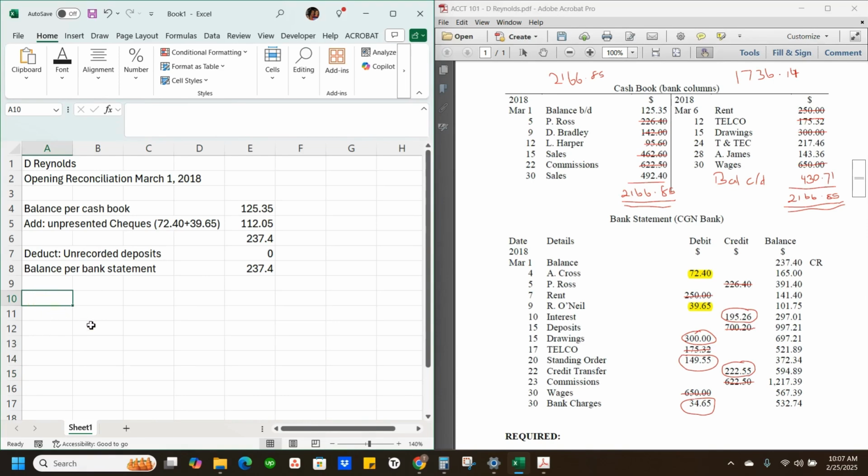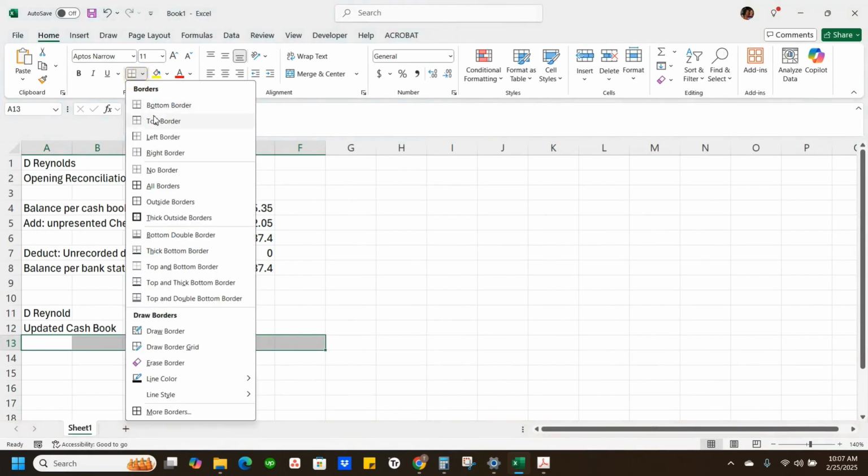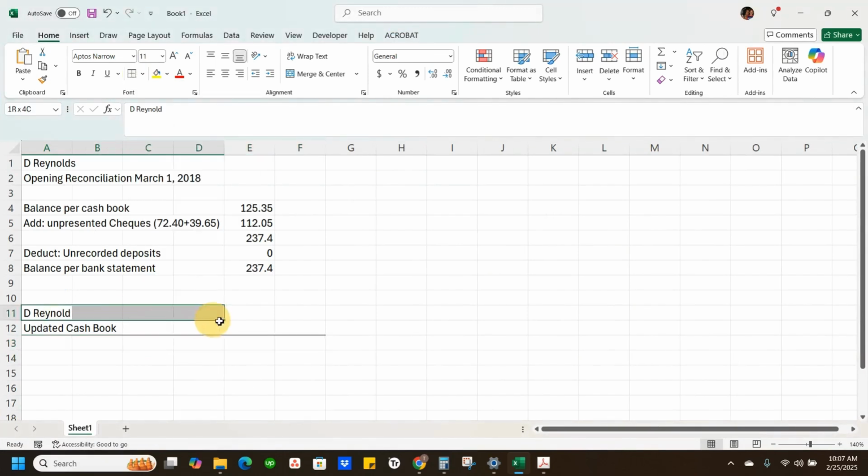You need to draw your T account and keep in mind that you have to label or give titles to your documents. Always do this. This is our updated cash book. Okay, I am going to utilize 1, 2, 3, 4, 5, 6. This is 6. Just let me make this bigger so I can format this.